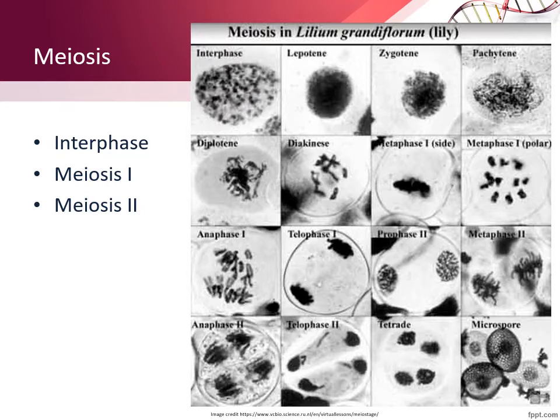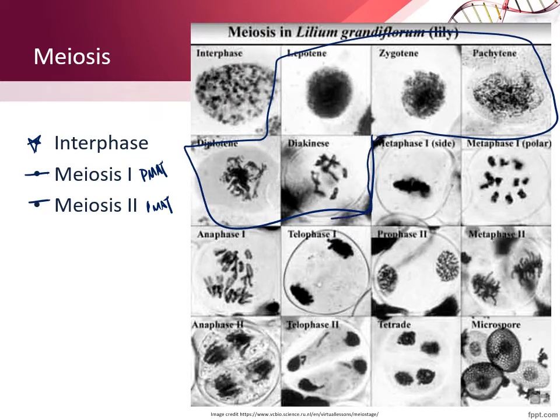Meiosis, how it's different from mitosis. Interphase is the same. We're going to have meiosis one and meiosis two. So instead of just one PMAT, we have PMAT one and then PMAT two. Lots of things happen in prophase one, and there are lots of special names for all the different things that happen in prophase one. We'll talk about those details in the next couple of slides, but we just need to know that in prophase one, lots of things happen. Then metaphase one, anaphase one, telophase one.